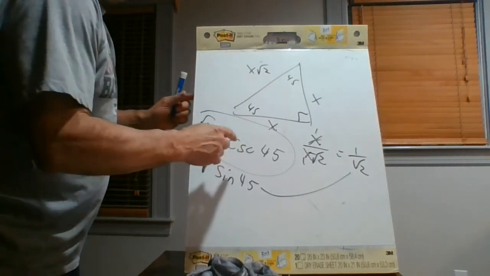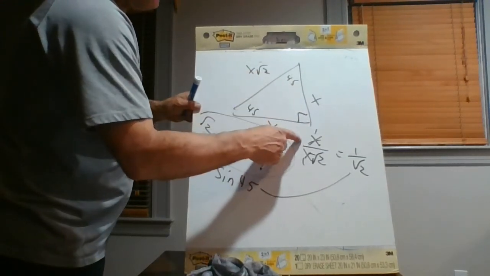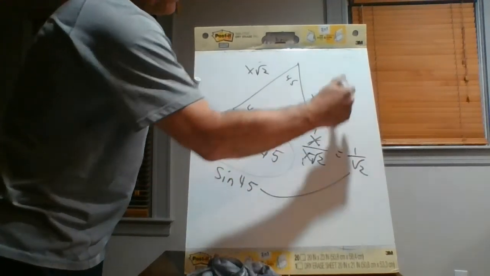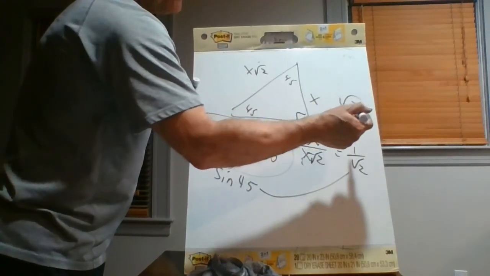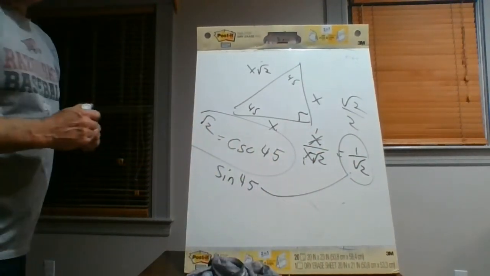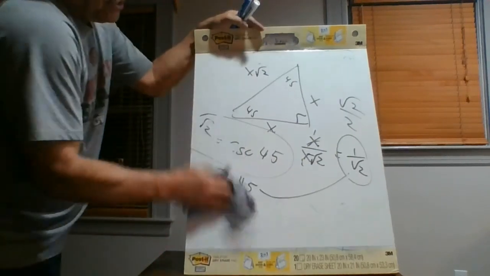So let me give you that one more time. Sine is opposite over hypotenuse. So sine was x over x root 2, which reduces to 1 over root 2, which would rationalize to this, but no need to do that because we're going to take that reciprocal anyway to get cosecant. Okay? Let me do number 11 since that's a 30, 60, 90 triangle.